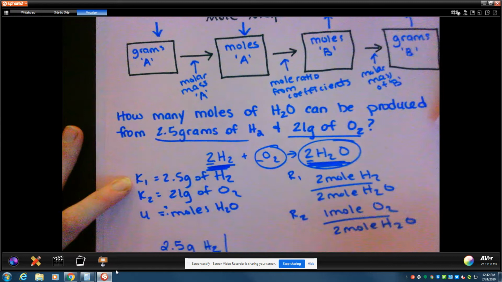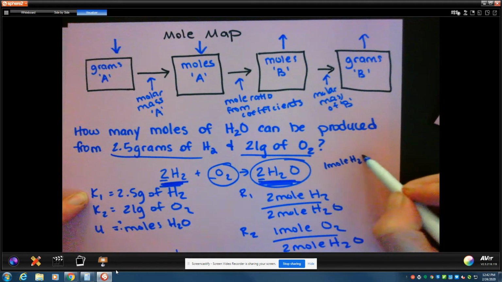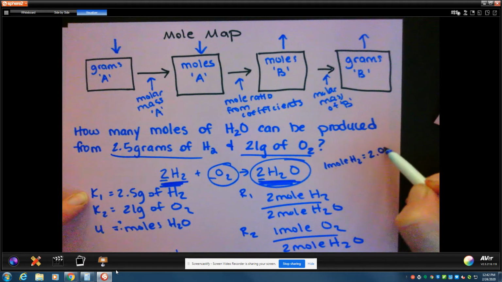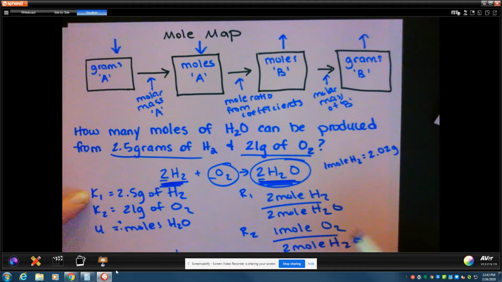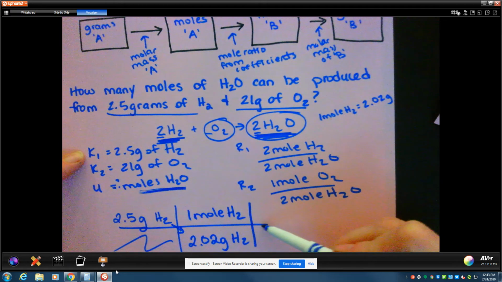So, if you wanted to keep track of it, 1 mole of H2 is equal to the mass off the periodic table, which is 2.02 grams because there's 2 hydrogens. So grams needs to go on bottom. So I'm going to pull that grams part down with the 1 mole on top. Now I'm not to my unknown yet. My unknown was H2O. I'm not there yet. So I have to extend it another step.